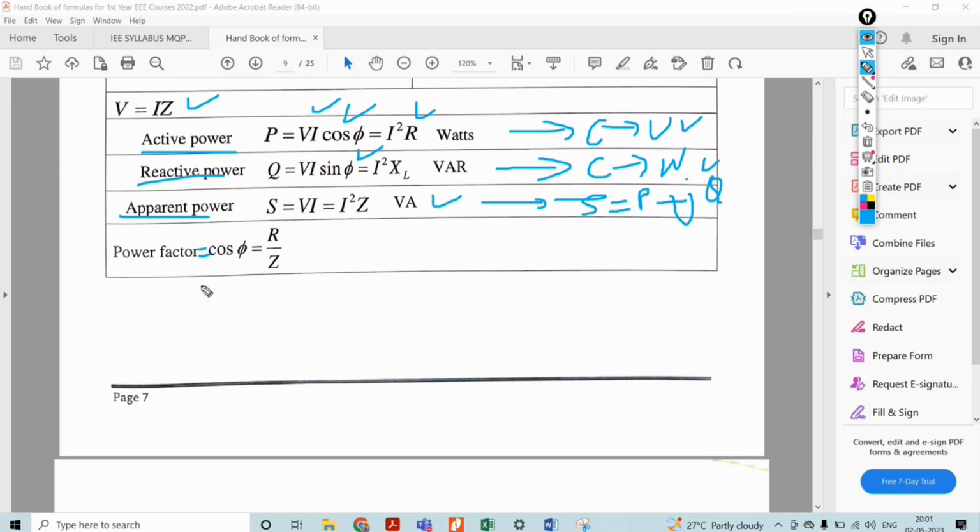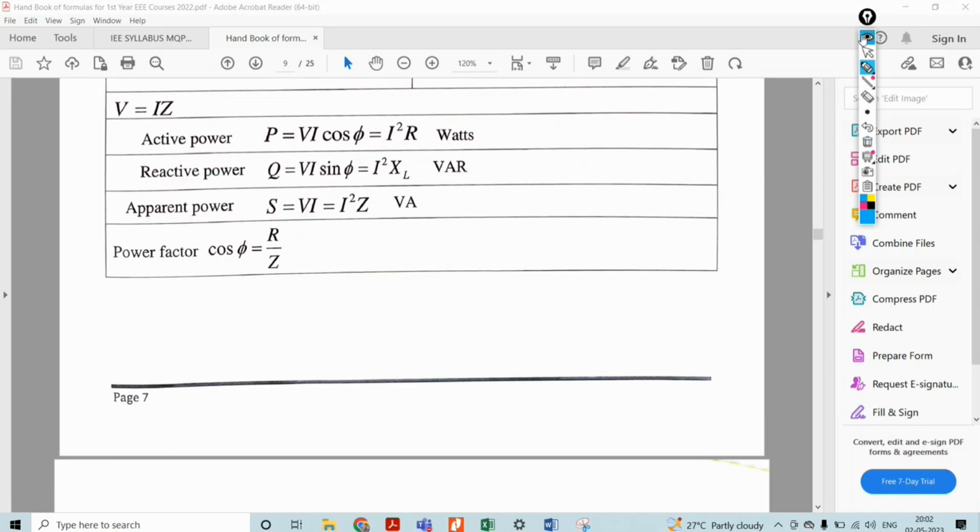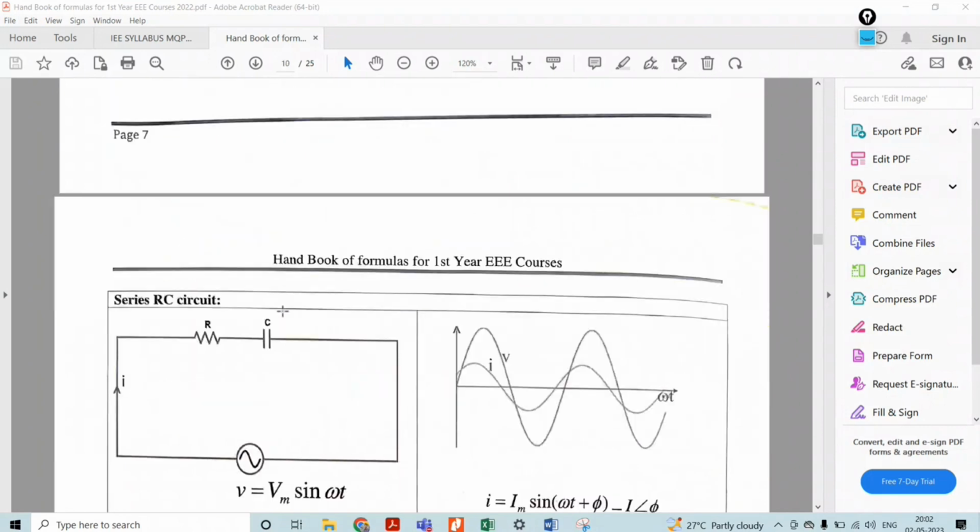Power factor is cos phi, the cosine of the angle between the voltage and current, or the ratio of resistance to the impedance. As we know, P is equal to VI cos phi. Then cos phi is equal to what? P divided by VI. What is P? Active power. What is VI? Apparent power. The ratio of active power to the apparent power is also called the power factor. These three definitions you can remember. Don't forget them, because those definitions might be asked in the exam.